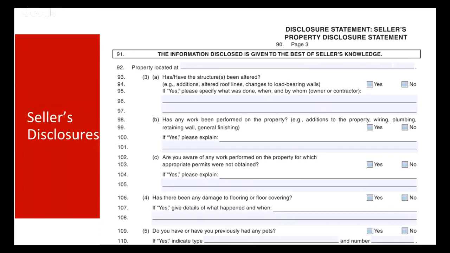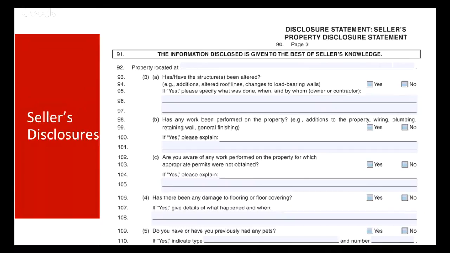And of all the potential issues, there might be a handful that people kind of blur the lines on. This is going to be one of them. Were permits pulled for that deck? How about that basement you finished? You know what I mean? Did you pull permits for that?